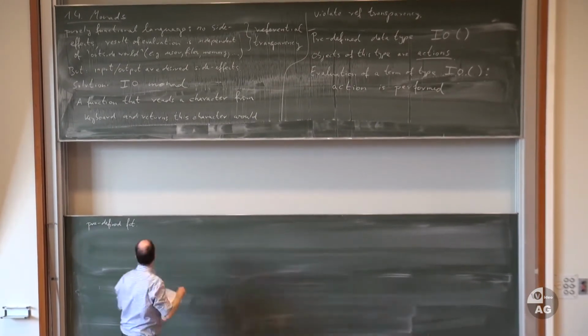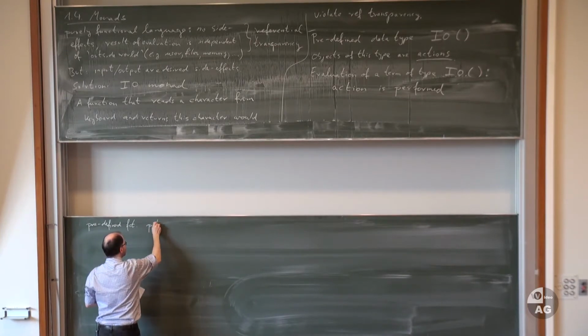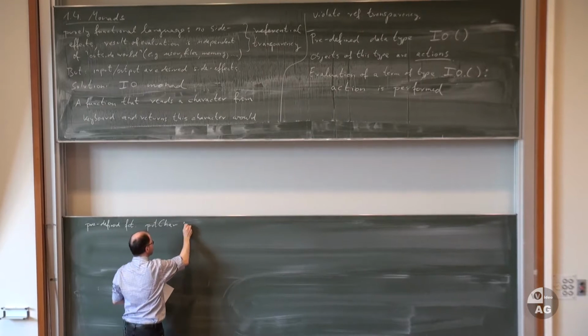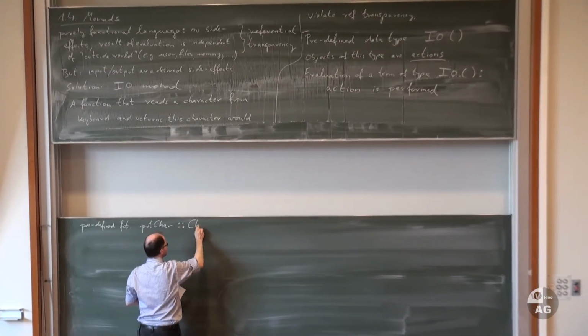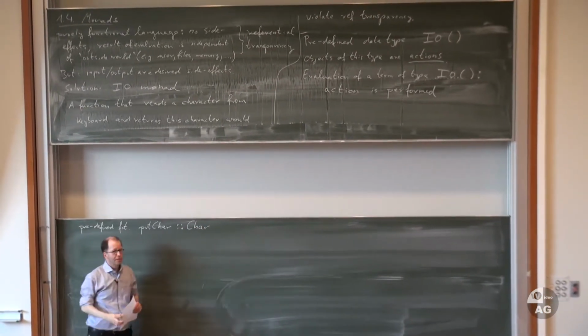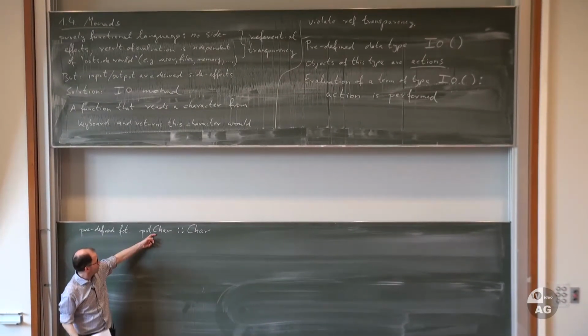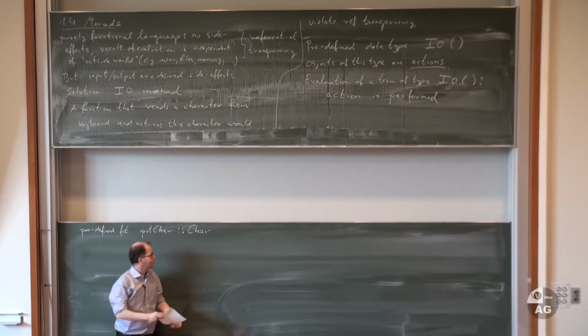So there's a predefined function which is called putCharacter. And the type of this function is the following. It's a function that takes a character as an input. And, well, the goal is to print this character on the screen. So putCharacter gets a character as input.